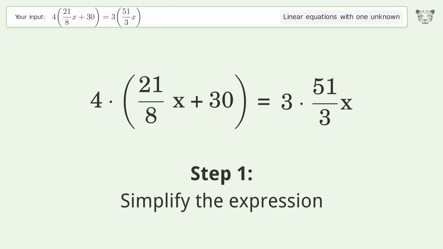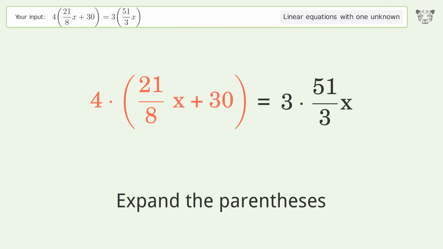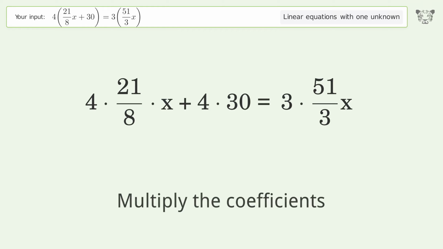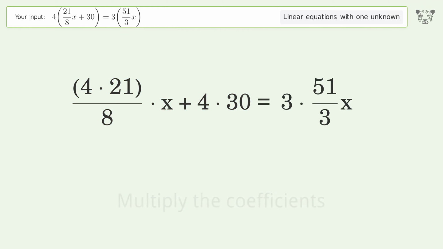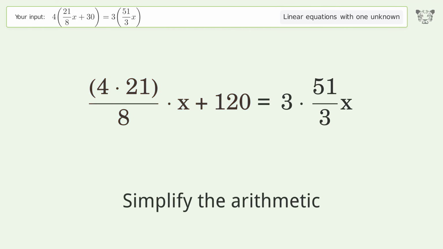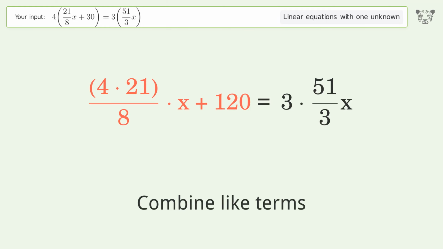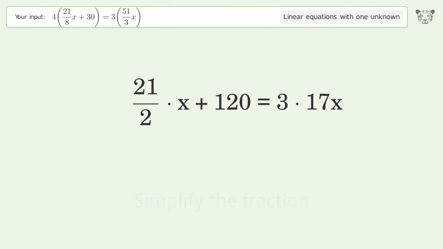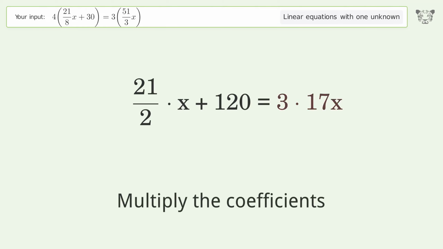Simplify the expression. Expand the parentheses. Multiply the coefficients. Simplify the arithmetic. Combine like terms. Simplify the fraction. Multiply the coefficients.